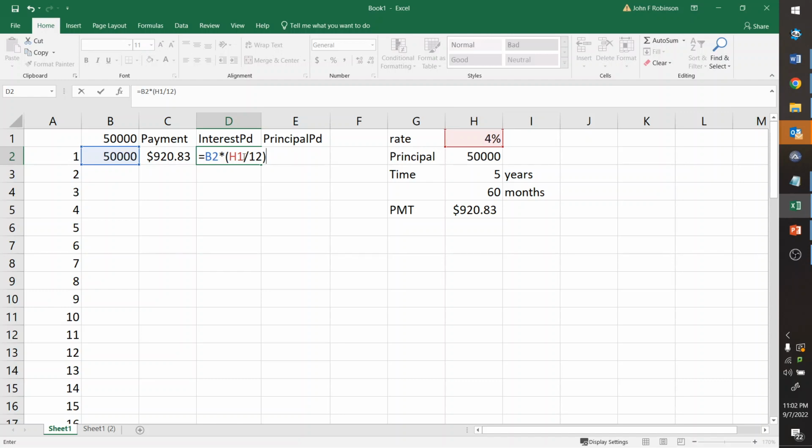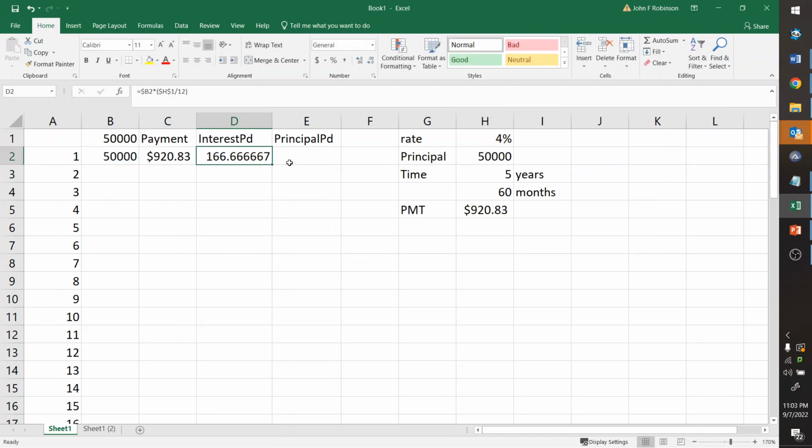Now I don't want H1 moving around, so I'm going to push F4 again, or put dollar signs in. So it will stay put. B2 can move. Now, if we're being really good Excel people, we would be locking in the B column. But since we're only dragging down, that won't matter whether we do that or not. I'm going to do it just as good practice, but it won't affect the answers that you get. So there's our interest paid.